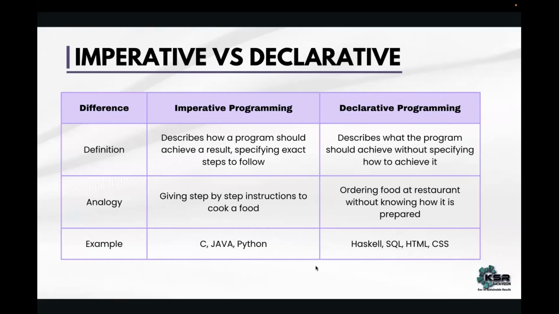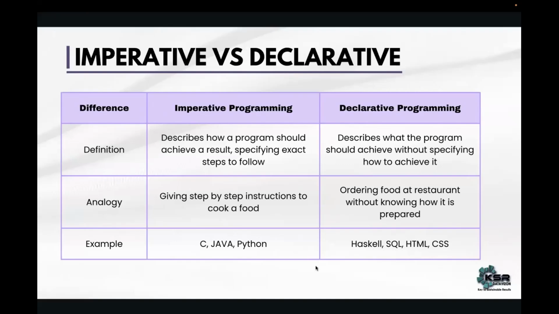But in declarative, it's not like that. You will just tell the program you have to achieve this. You don't have to provide a lot of steps like do this, this, this. You just have to provide higher level steps. You can do it like this, but you will not tell each and every word or line that you have to do.